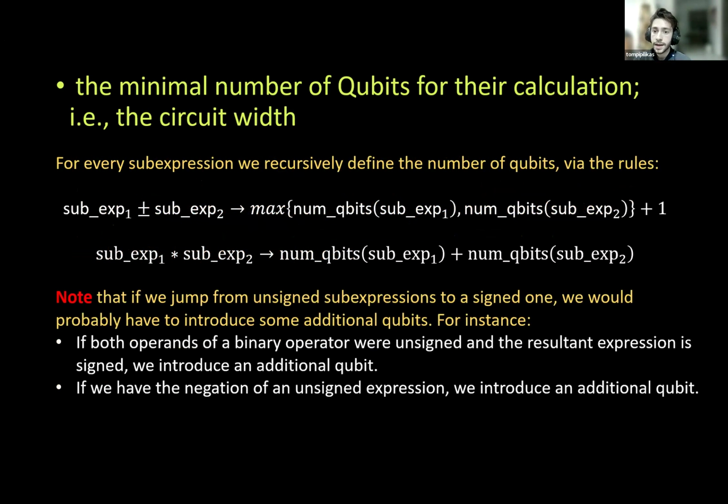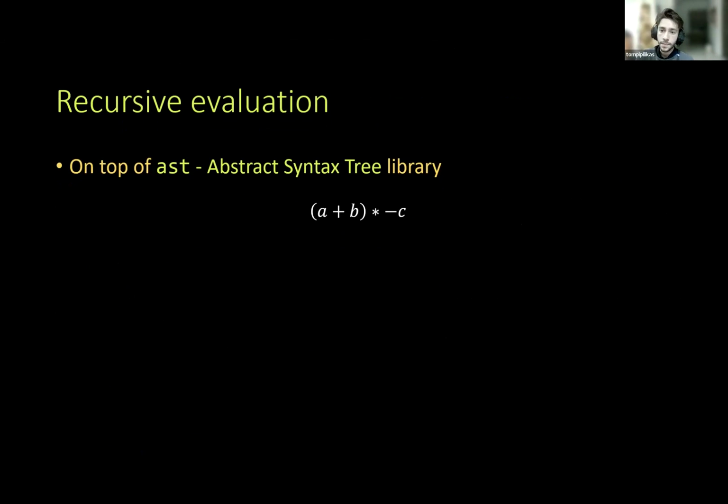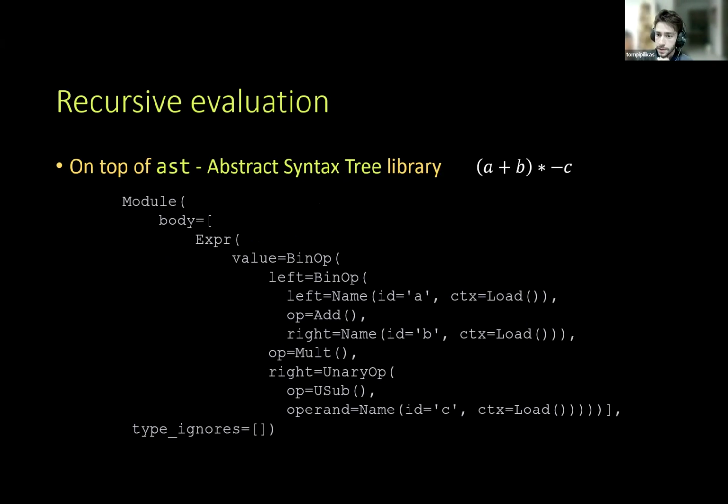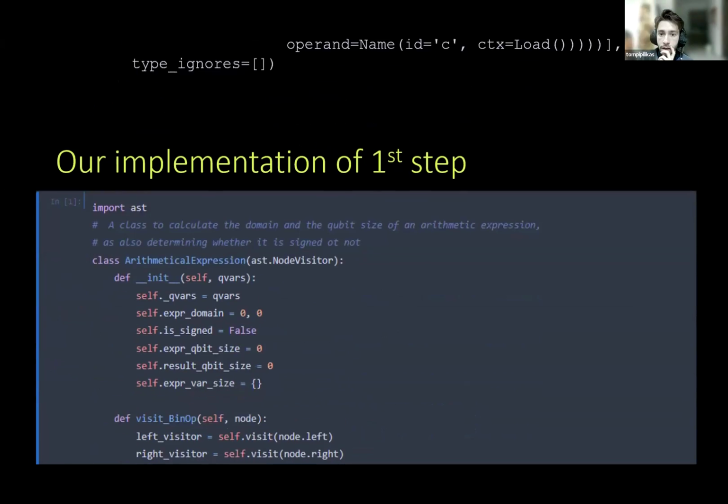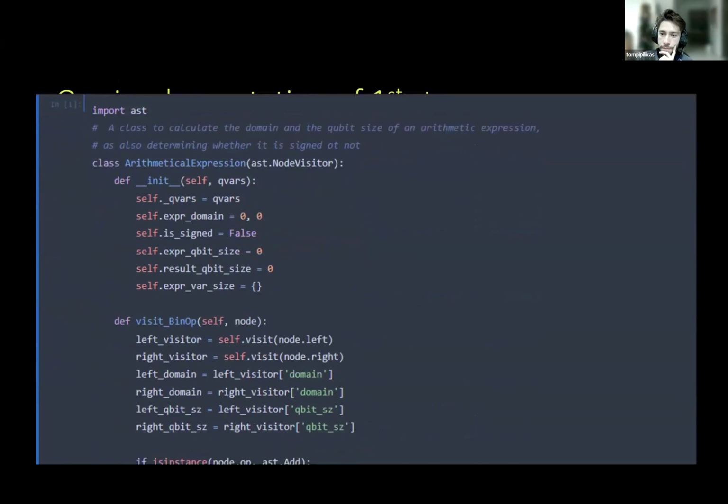And then by that, we recursively define the number of qubits via the rules here in this part of the screen. And when we had to jump from unsigned sub-expressions into a signed one, we should probably introduce some additional qubits. We recursively evaluate the expression by constructing its abstract syntax tree using the abstract syntax tree library of Python, which was returning something like this. And the code of our first step is here.